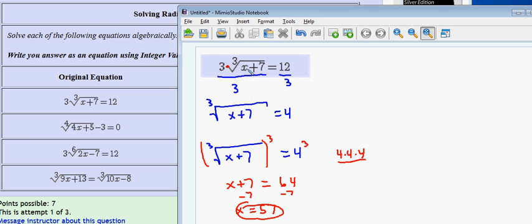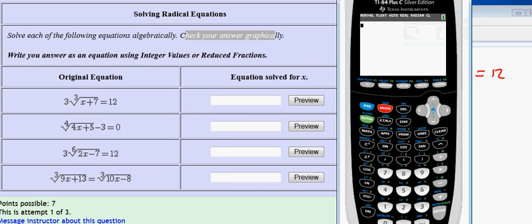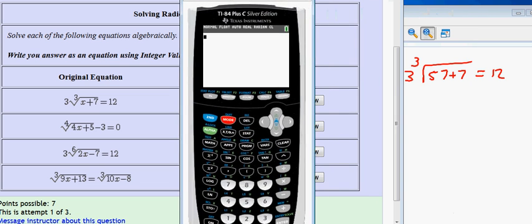You could just plug it into the original equation, which is what I would recommend: actually go back to the original equation, plug 57 in for x, and see if it does indeed give out 12. But the reason I'm not going to do that is I'm trying to make the video short, and it says to check your answer graphically. So I need to go to my graphing calculator and turn it on.